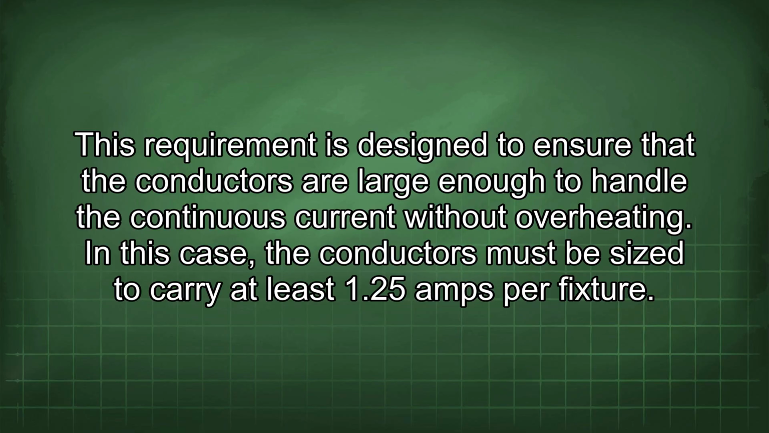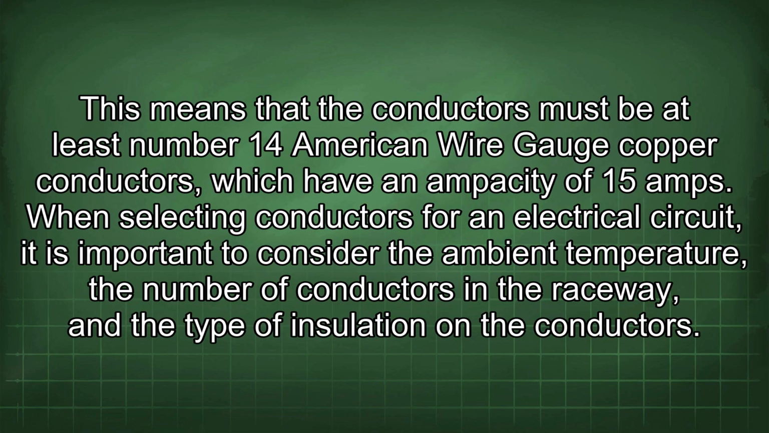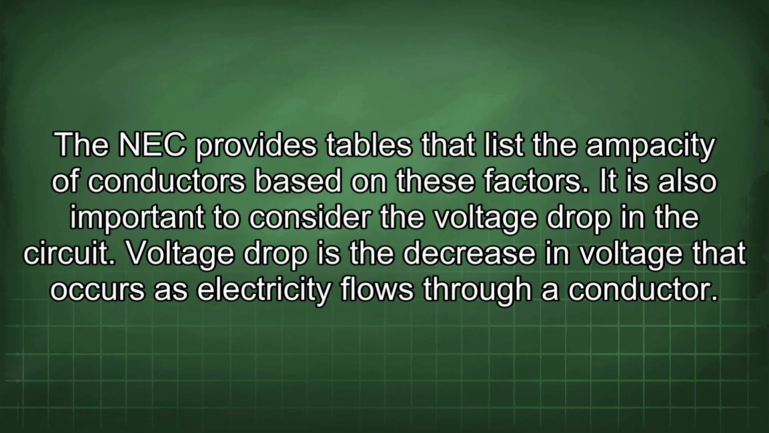In this case, the conductors must be sized to carry at least 1.25 amps per fixture. This means that the conductors must be at least number 14 American wire gauge copper conductors, which have an ampacity of 15 amps. When selecting conductors for an electrical circuit, it is important to consider the ambient temperature, the number of conductors in the raceway, and the type of insulation on the conductors. The NEC provides tables that list the ampacity of conductors based on these factors.